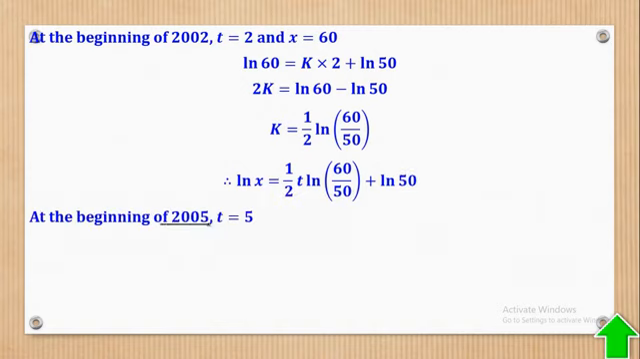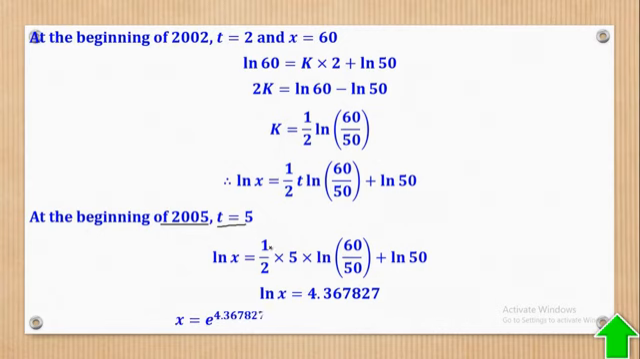Now at the beginning of 2005, it implies that t is equal to 5. Therefore, substitute for t and look for a way of making x the subject. And x will be equal to this, which approximates to this.